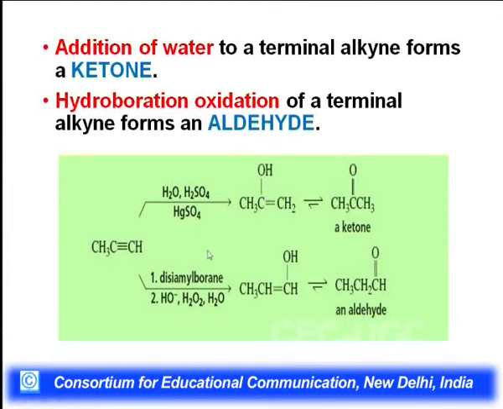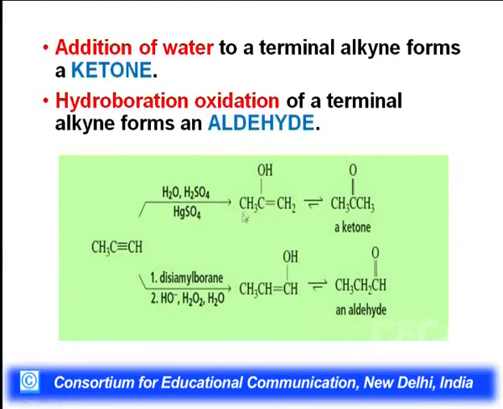Whereas when we are doing the reaction with diborane followed by alkaline hydrolysis, in that case water adds across the triple bond according to the anti-Markovnikov rule, giving us an aldehyde. So what we can conclude from here is that if we do hydroboration oxidation of an alkyne having a terminal triple bond, it results in the formation of an aldehyde, whereas if we do oxymercuration demercuration, then in that case a ketone is formed.